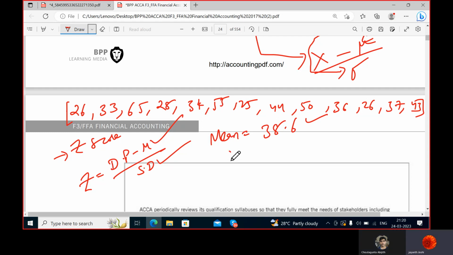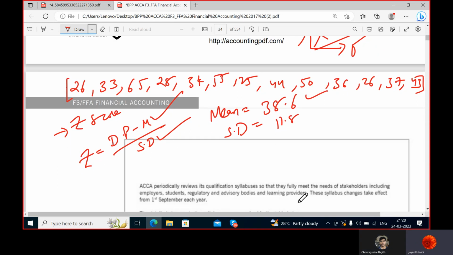So your standard deviation is 11.8, let's say. So now what is the problem here? Nothing. You take your data point. Let's say your data point is 26. This is the data you have, no? Your data point minus the mean 38.6, divided by 11.8, will give you the Z score for this value 26.